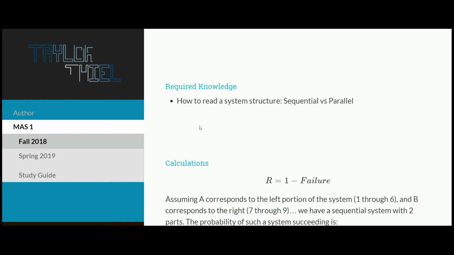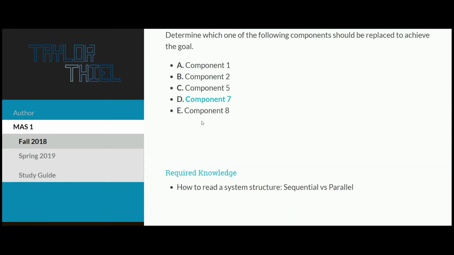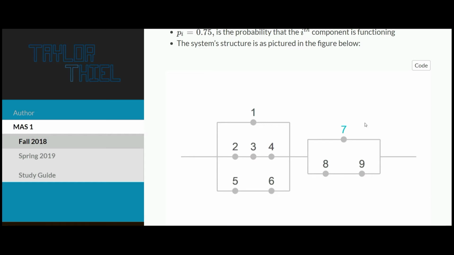For this problem, all you need to know is how to read system structures. Terminology-wise, the only thing that might be helpful is to understand the difference between sequential versus parallel, mainly so you can understand me talking through the solution. Sequential just means that before you even get to, let's say, component 7, you have to get to this point in the structure. So there's some component to the left and some component to the right, and both of them are in sequence. That is, they both need to succeed for you to succeed overall.